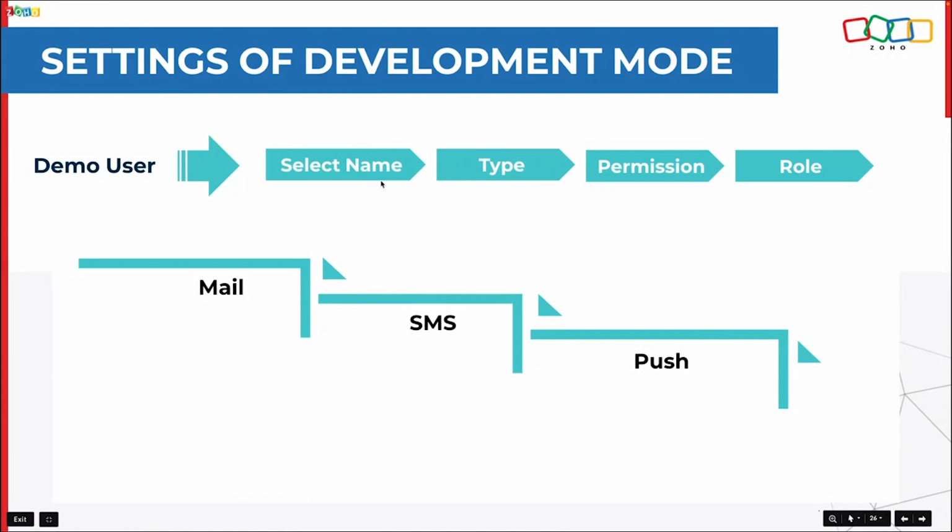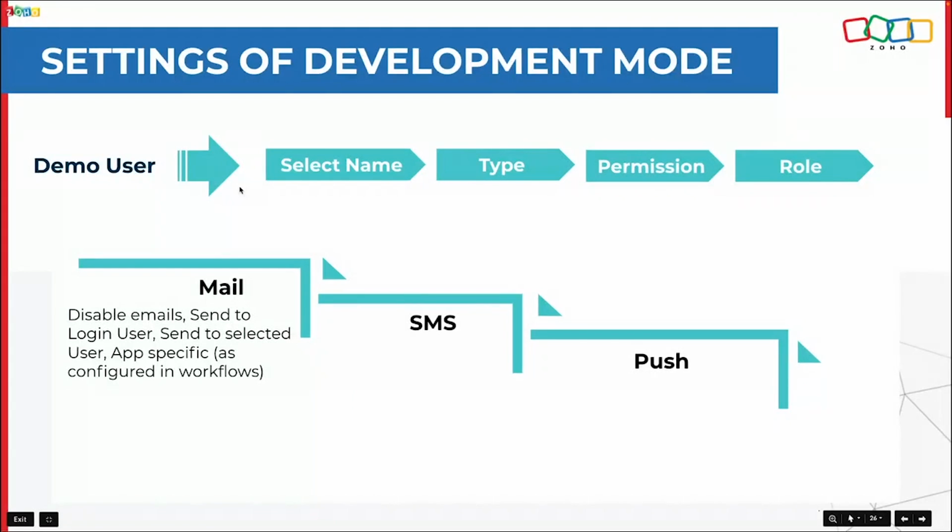You can select a name from the list available. You can select the type of demo user, whether it is a portal user or the application user. And you can select the permission set, which you are going to assign for the specific user. And you can also set the role from the backend. And once the demo user is created, they will be available in the live mode.